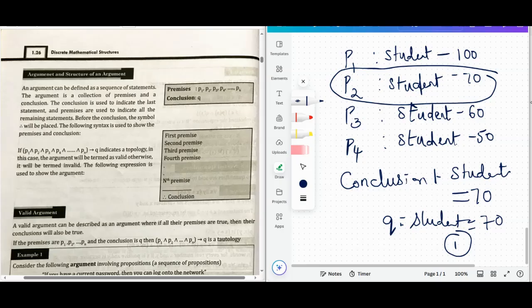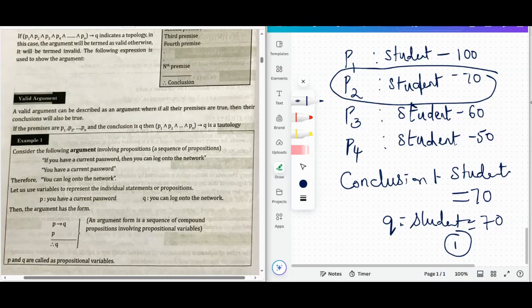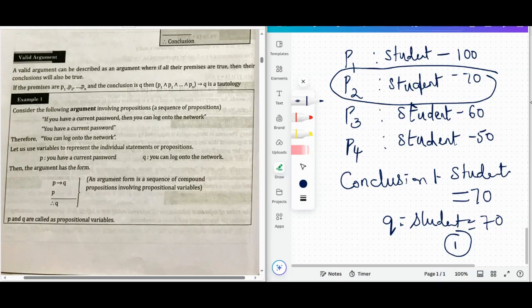So now, next is called a valid argument. What is meant by a valid argument? If all the premises are true, then the conclusion is also true. So if all the premises are true and the conclusion is true, then it should be a tautology. If the condition is a tautology, then it is called a valid argument.